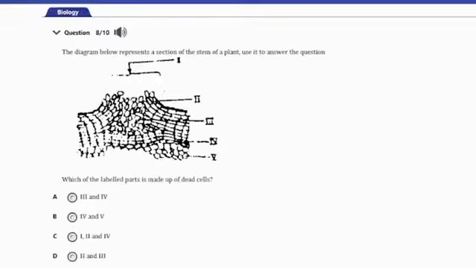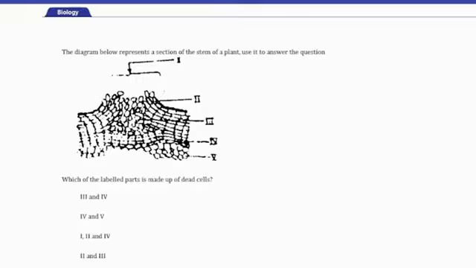So it's coming here with a diagram, and the instruction says, the diagram below represents a section of the stem of a plant. Use it to answer the questions. So we have here, which of the labeled parts is made up of dead cells? So we have III and IV. We have IV and V. We have II and IV. Then we have II and III. So guys, the answer to this question is option D here, and that's II and III. So that's it for that question.